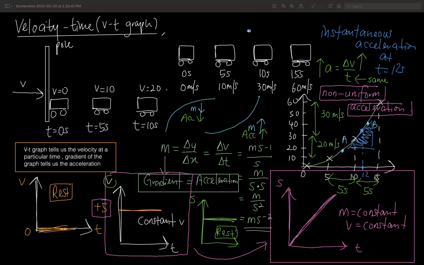One more thing is the VT graph. You got one more thing is the area under the graph. The area under the graph is equal to what? Distance travel, okay, displacement. The area under the graph is equals to the displacement.